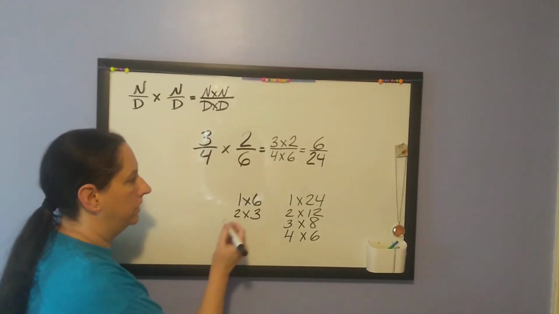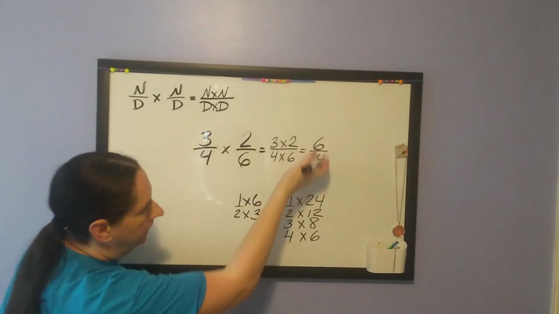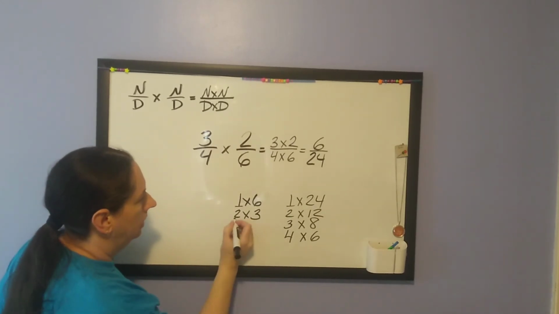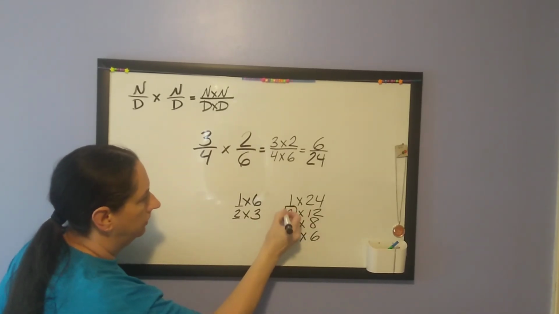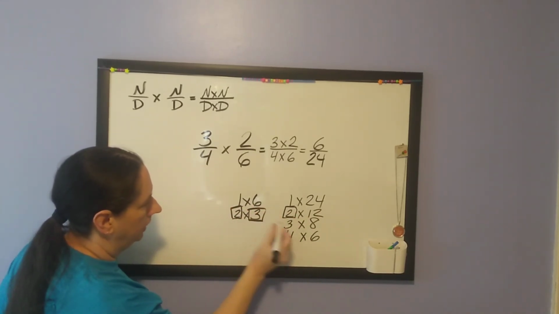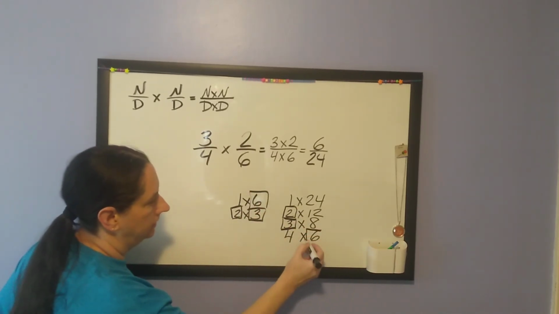So what I'm going to do now is I'm going to look. They both have a 1, but if I divide either of these numbers by 1, it stays the same, so that doesn't help me. They both have the number 2. They both have the number 3. And they both have the number 6.